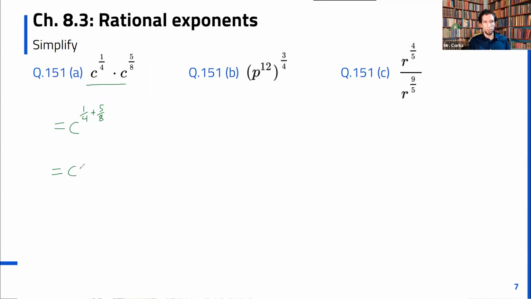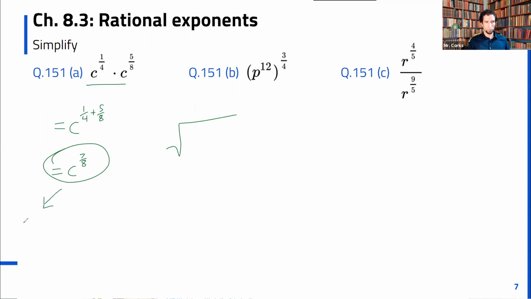One over 4 plus 5 over 8. I guess C to the exponent of 7 over 8. So it's 2 over 8 plus 5 over 8, 7 over 8. Okay. If we have a fractional exponent like this, then what? How can I rewrite this using a root of some kind?